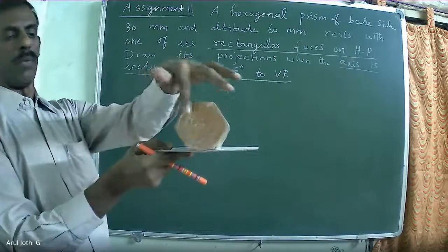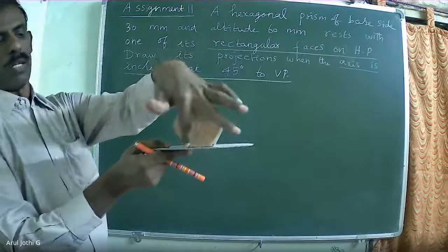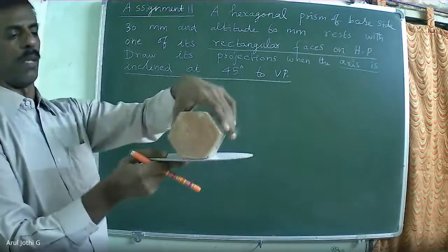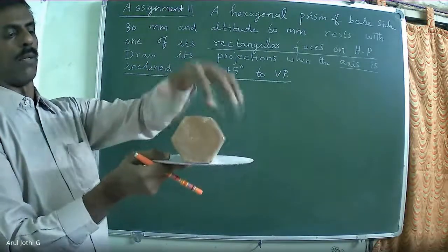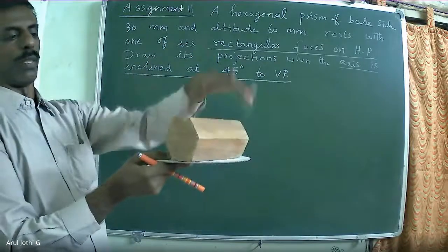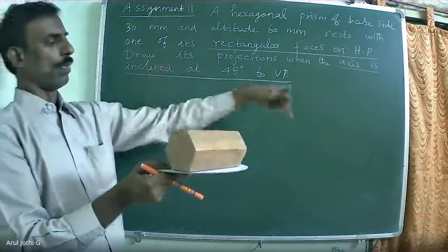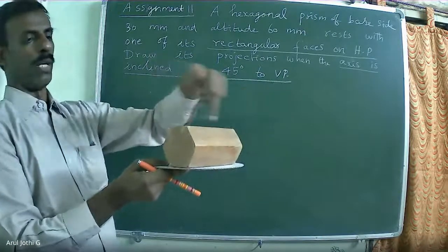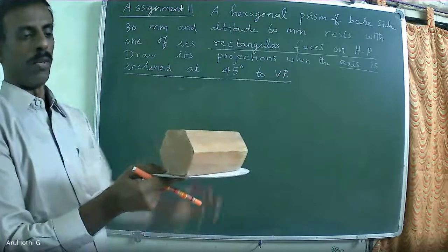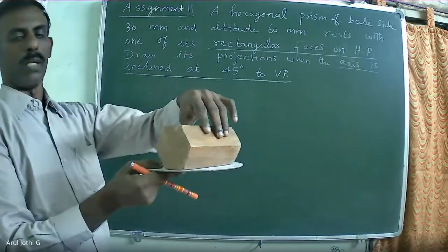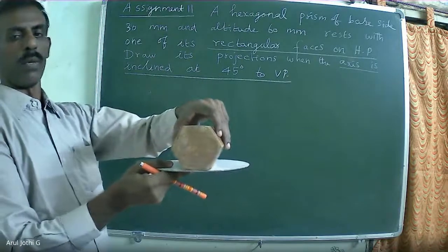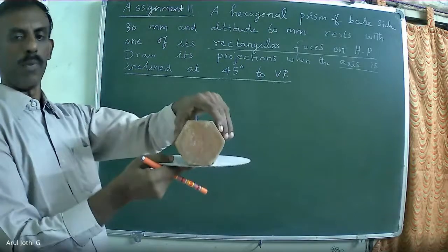Now look at the front view. It looks like this base side is lying on the XY line. Okay. Now the second diagram, axis inclined to VP. Now the axis of the prism is inclined to the vertical plane and parallel to HP. So when the axis of the prism is inclined to VP, you have to assume axis perpendicular to VP and start the diagram with the front view.